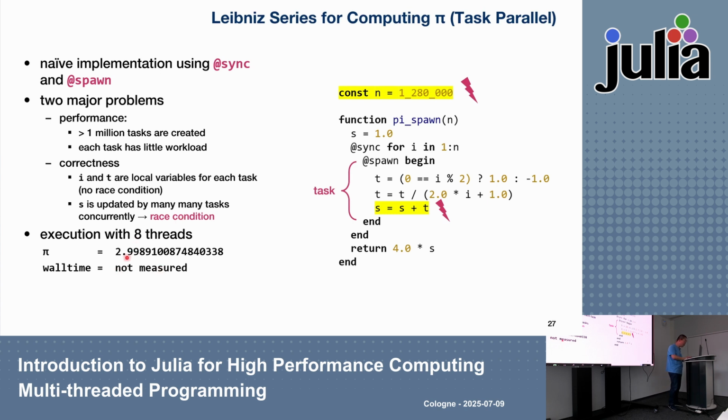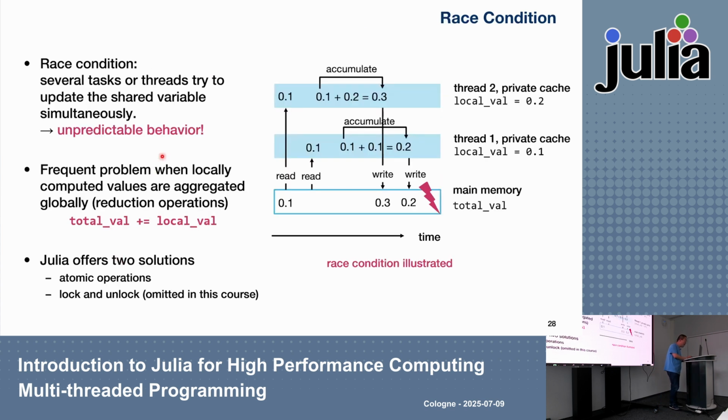It's completely out of order. And in the end of the day, because this will be executed in whatever order the operating system or the machine wants, you will have a very wrong result for the calculation of pi. And if the result is wrong, there's no meaning in measuring the performance, right? And this is the so-called race condition. So basically, several tasks or threads try to update the shared variable in the heap.